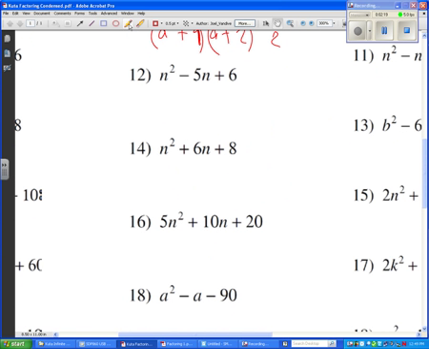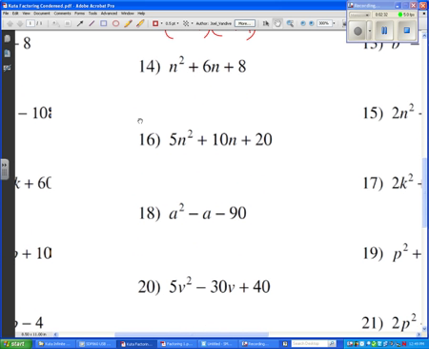Two numbers that multiply to get positive 6 and add to get a negative 5. That means both of them are negative. That's 5 and 1. Obviously, I'm probably going through this a little faster than you. The only way to get faster is to do some practice.